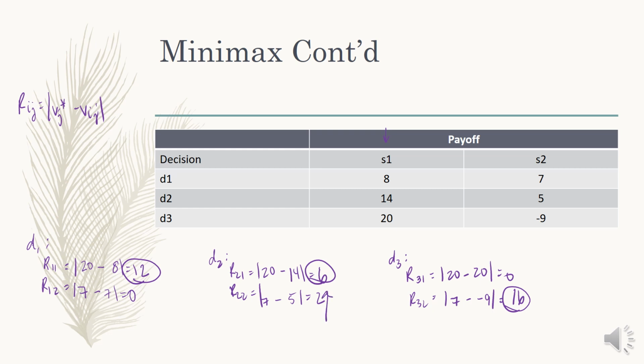So this company, if they're using this approach, the mini-max approach, they should choose D2. So that's the mini-max approach. You should go through, find all the regrets, then find the maximum of all the regrets, then choose the minimum associated with each decision.